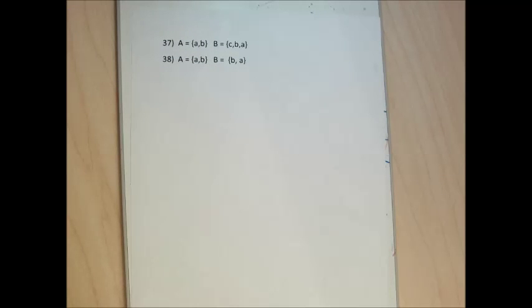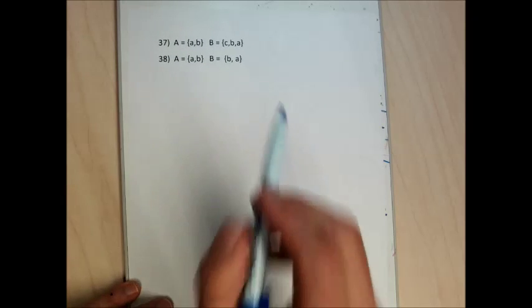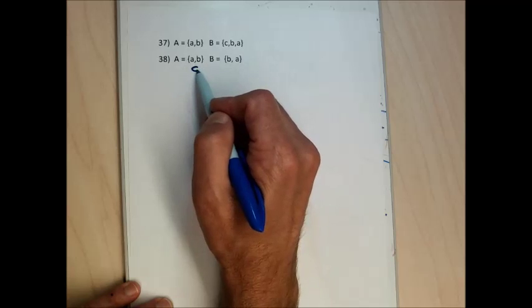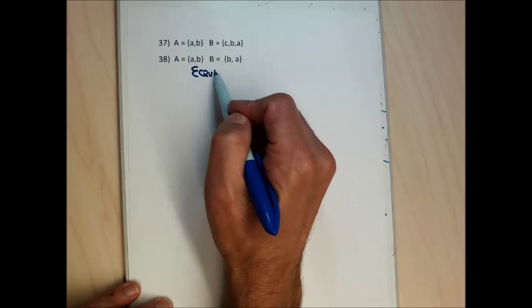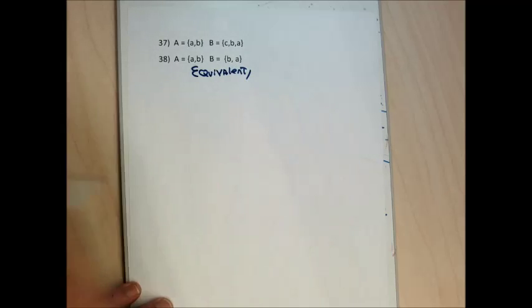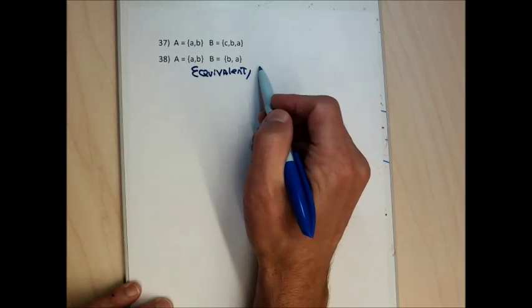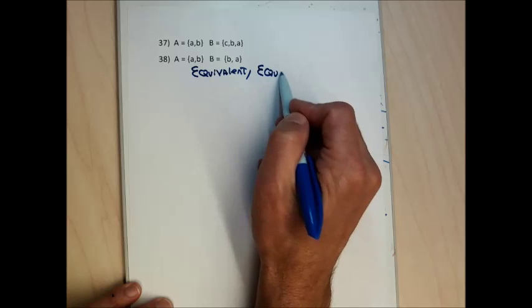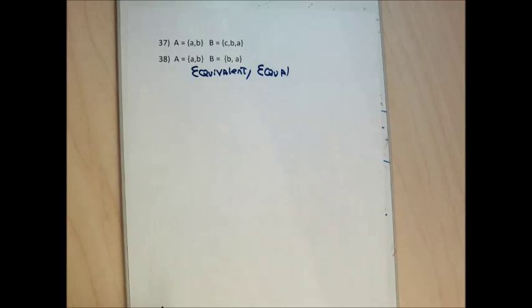So hopefully you can do your 37. I'll do my 38. Both of these sets have 2 elements. That makes them equivalent. In problem 38, to be equivalent, you just need the same number of elements. They happen to have exactly the same elements, so they're also equal. So these are going to be both equal and equivalent. Then give 37 a go.